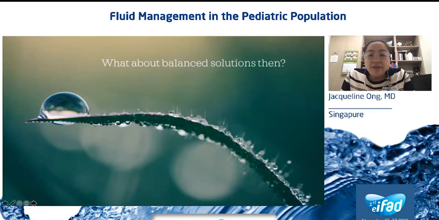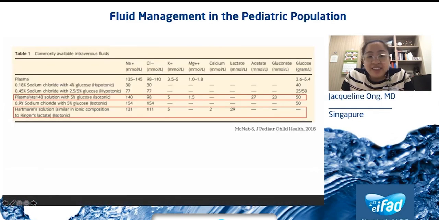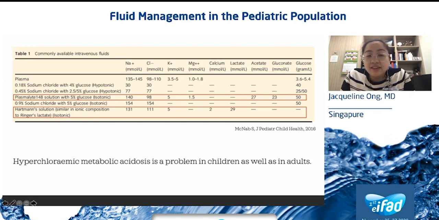Okay, so to round off then, what about balanced solutions? I said I would return to this, and really in the original table that I showed, there were 2 balanced solutions available, Plasmalyte 148 with glucose, as well as Hartmann's solution. And those are certainly available for use in children. And why it has gained great traction in the last little while is really because of the presence, as already seen by Dr. Levine's paper, of hypochloremic metabolic acidosis, which is a problem in children as well as in adults.